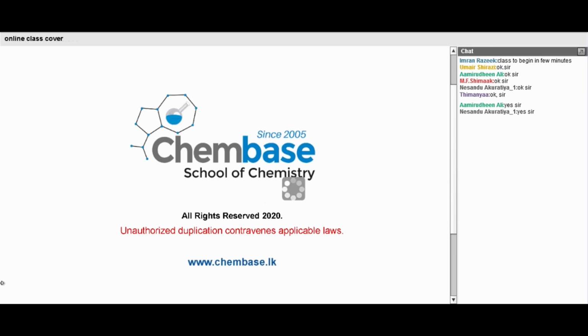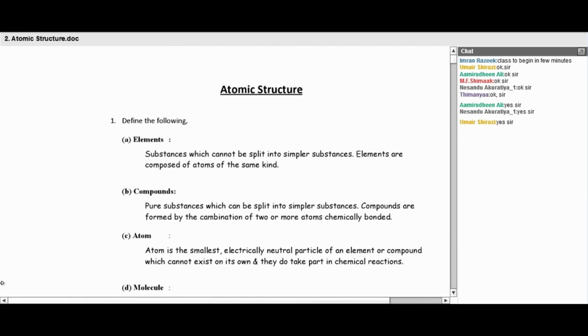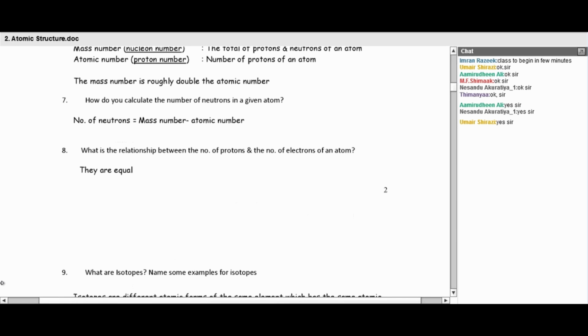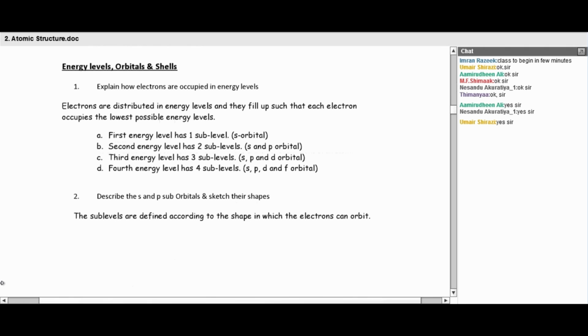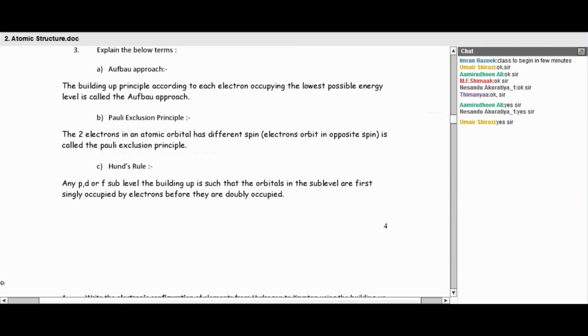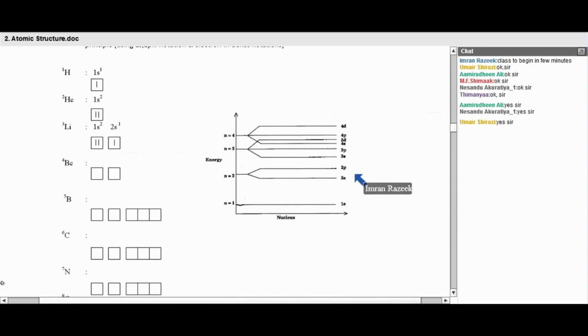Right, so I'll be continuing from where we stopped in the last lesson. We discussed the basic structure of the atom, the atomic number, mass number, isotopes, and then the most important discussion was the sub-orbitals: the s orbital, the p orbital, d, and also f orbital, their shapes and the number of electrons each orbital can accommodate. We discussed in detail the Aufbau approach, the Pauli exclusion principle, and at last I explained Hund's rule. Based on that, we wrote the electronic configuration of various atoms.